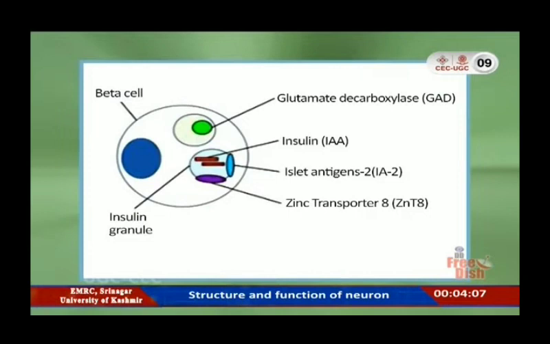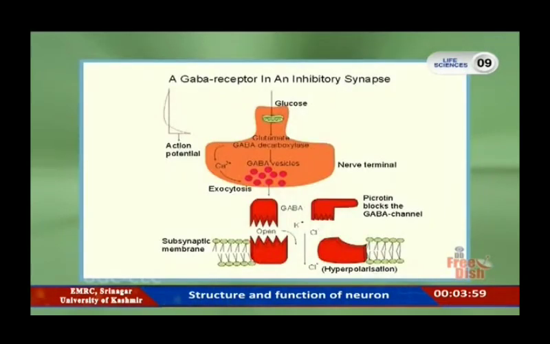GAD is present in many nerve endings of the brain as well as in the beta cells of the pancreas. Neurons that secrete GABA are termed GABAergic. GABA exerts its effects by binding to two distinct receptors, GABA-A and GABA-B.